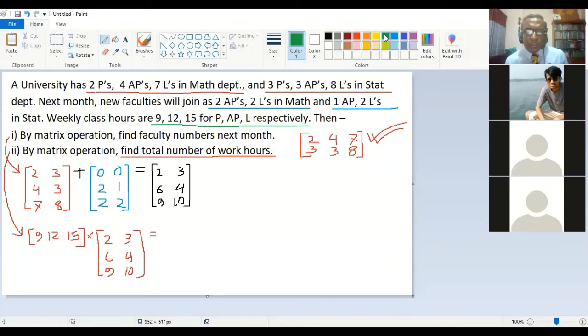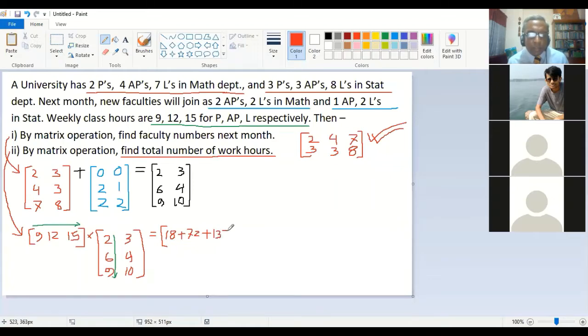How you will do this, we already know, so I'm not going into details. You will come from the left side and go down. So it will be 9 into 2. Let me just write down one line. 9 into 2 is 18, right? And then plus 12 into 6, it is 72, and then plus 15 into 9. What is 15 into 9? 135.